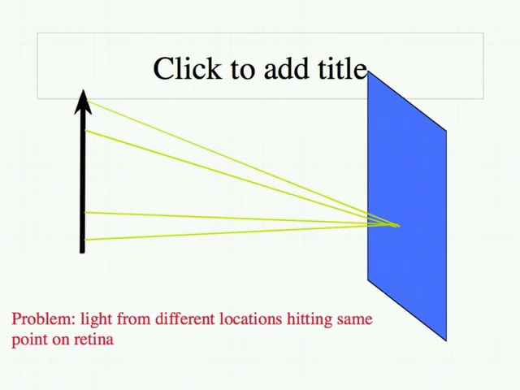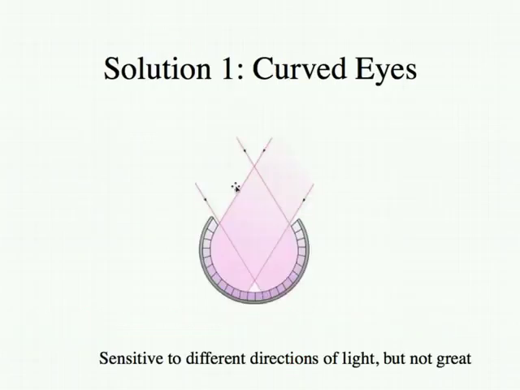So a solution to that is, first of all, to curve the eyes, as we mentioned. So as you curve the eyes, you get better directionality. So light from out here isn't going to hit this portion of the eye. So you no longer have as big a problem of the fact that light from many different locations is all hitting the same location on the retina.